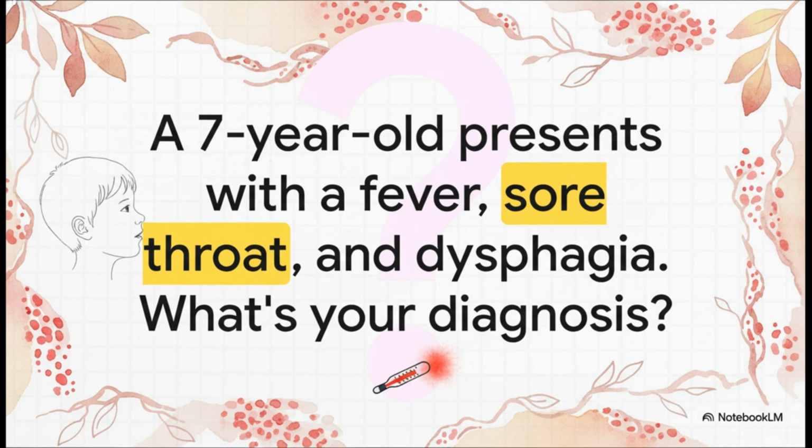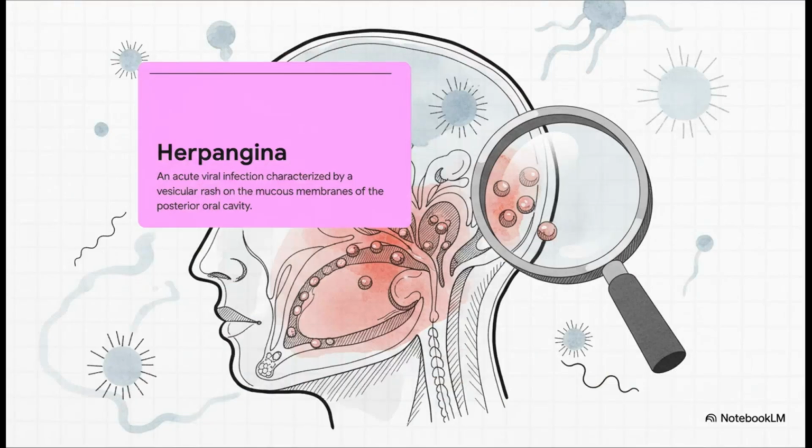It's late summer, a 7-year-old kid is in your chair, and they just feel miserable. They've got a fever, a super sore throat, and it hurts to swallow. Right away, your brain should be firing off a list of possibilities, right? Well, we're about to zero in on one of the most important ones. And boom, right there near the top of your list should be Herpangina.